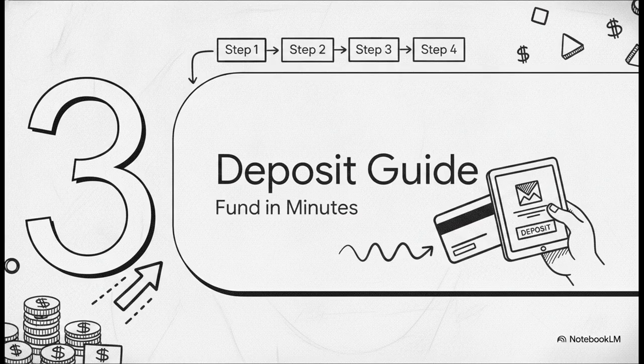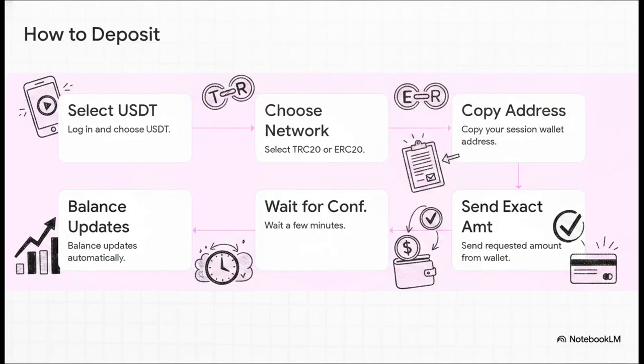Part 3. The step-by-step deposit guide. Getting your virtual card ready is practically effortless. You simply log into your CardUpNow deposit section, select USDT, and then choose your preferred network, which is either TRC20 or ERC20. The system then generates a unique, session-specific wallet address for you to copy. From there, you just open your own crypto wallet, send the exact requested amount, and within minutes, the network confirms it, and your balance updates automatically. That is literally it. In just a few minutes, your virtual Visa or Mastercard is fully funded and totally ready to go for online shopping or SaaS subscriptions.